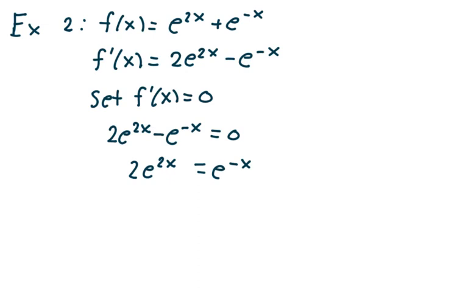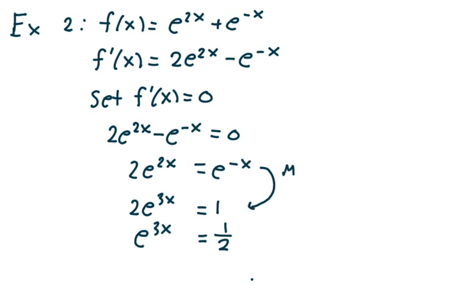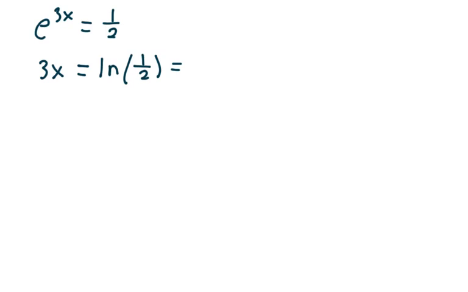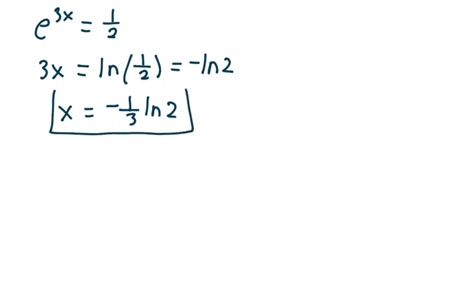And so I'm going to multiply both sides by e to the x. That says 2e to the 3x is 1. And so e to the 3x is 1/2. From here to here, I multiply both sides by e to the x. Now, let's look at here. e to the 3x equals 1/2. I'm going to take the natural log of both sides, and that tells me that 3x is natural log of 1/2, which is negative natural log of 2. If I solve for x, I get negative 1/3 natural log of 2. And so this is my critical value, my critical number.